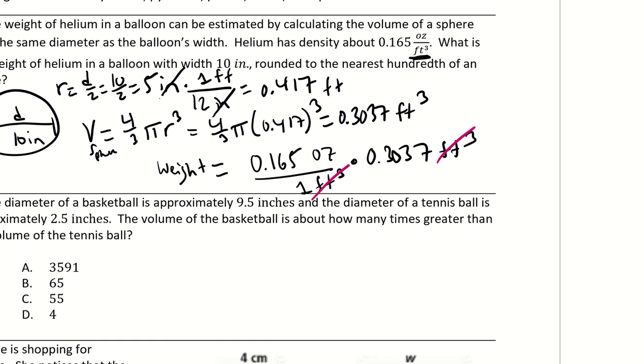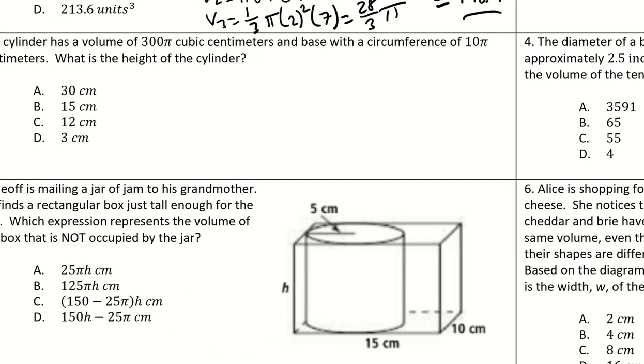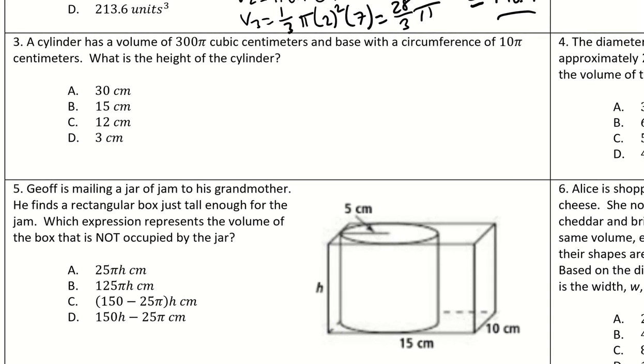If you take chemistry, then you probably know how to do dimensional analysis. If not, you should practice converting between units. So you get 0.05 ounces. That's the weight of the helium in the balloon. Very small. All right, number 3.